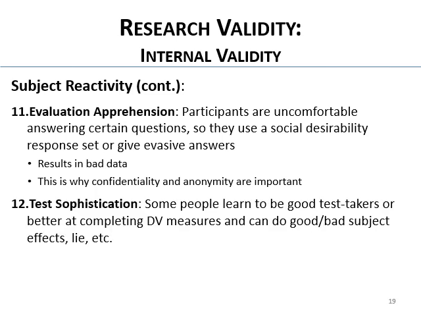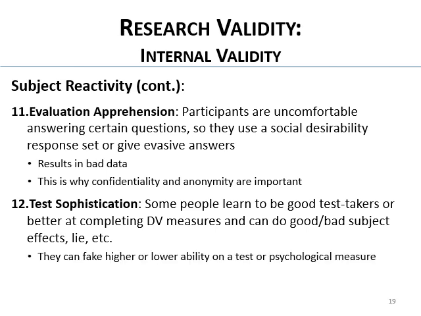So test sophistication is what occurs when people learn to become good test takers or better at completing DV measures, and then they can more easily do good subject or bad subject effects, lie about things, etc. over time. So this is particularly apt to occur when you have repeated measurements in a study. They can fake higher or lower ability on a test or a psychological measure just because they got sophisticated at taking it. They can learn to finish faster by answering a particular way.